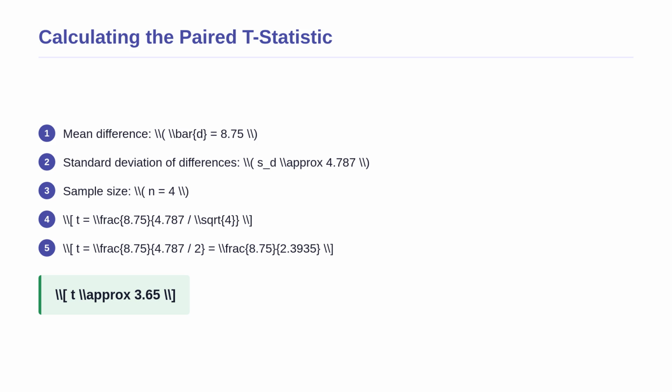Finally, dividing 8.75 by 2.3935 gives us a t-statistic of approximately 3.65. This is a very large value. The signal is much stronger than the noise, so the doctor can confidently conclude the drug is highly effective, even with only 4 patients.